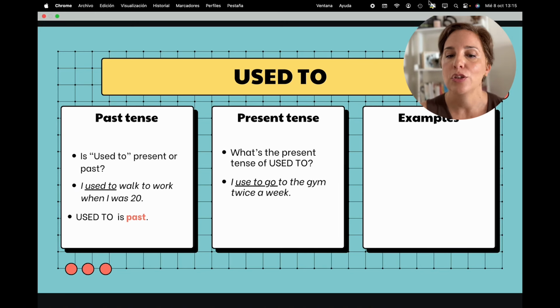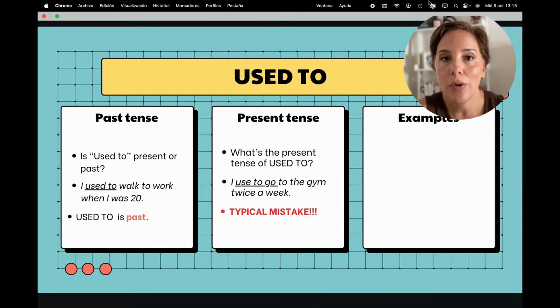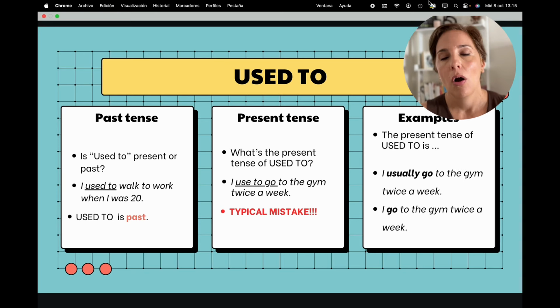Can we say, I used to go to the gym twice a week? So for example, if you're a Spanish speaker, if you want to say, yo suelo ir al gimnasio 2 veces en semana, is this correct? The answer is no, it isn't. Because the present tense of used to is simply usually or the verb in the present tense. So if you need to say, yo suelo ir al gimnasio, you need to say, I usually go to the gym twice a week, or even the present tense on its own. I go to the gym twice a week.